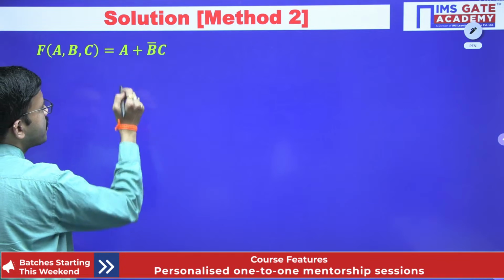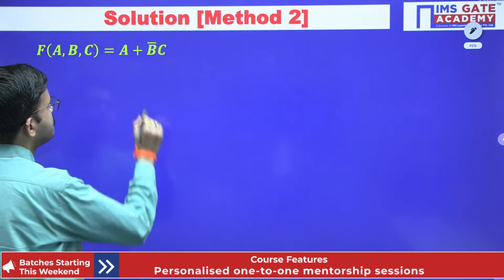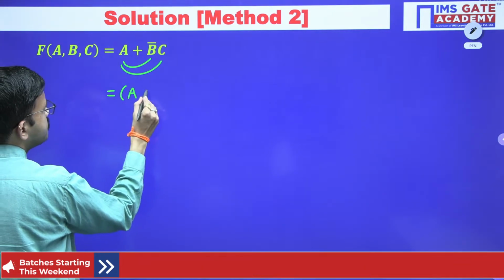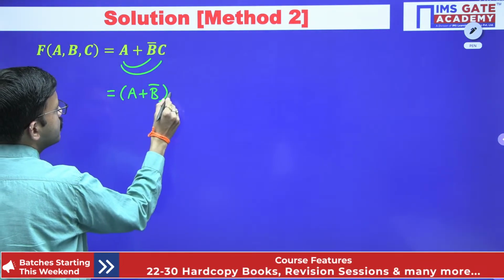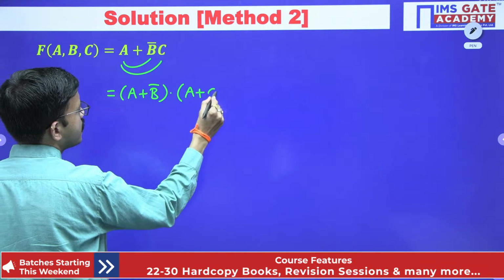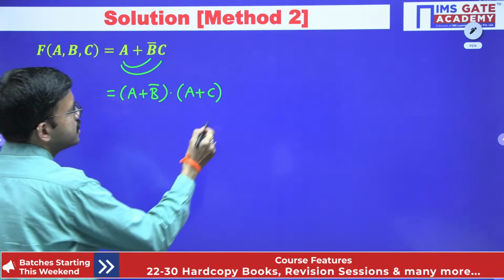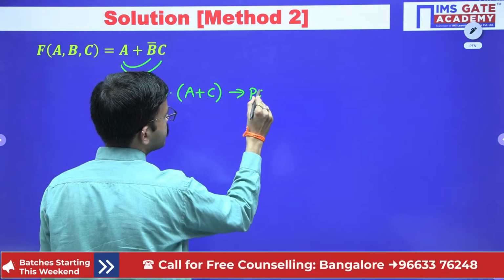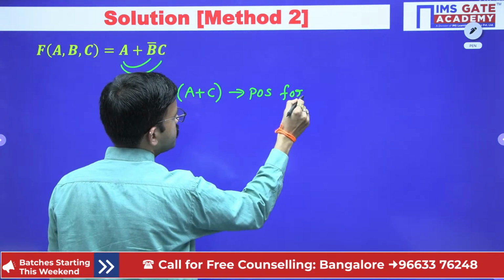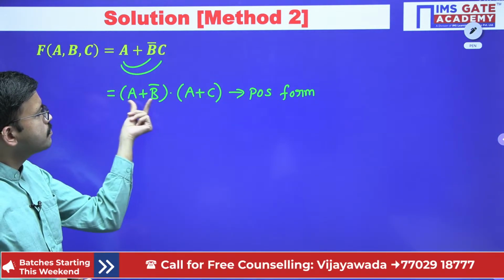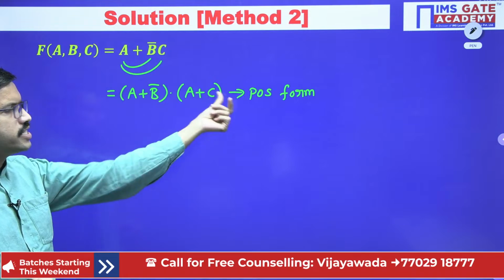Yes, very good. By using distributive law. Here you can apply distributive law. So you will get (a plus b bar) into (a plus c). Now this is in POS form. You can observe you are having some terms, these two are product together, it is POS form.